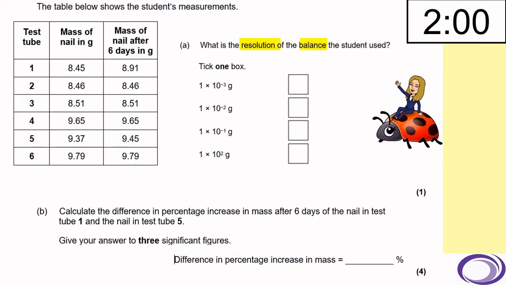So we have a table now with the students' results. The first thing they would like you to do is tell them the resolution of the balance. Then they would like you to calculate the difference in the percentage increase in mass after 6 days of the nail in test tube 1 and the nail in test tube 5. Once you've done that, they want you to give your answer to 3 significant figures. As I said earlier, if you need extra time on this question, feel free to pause the video.